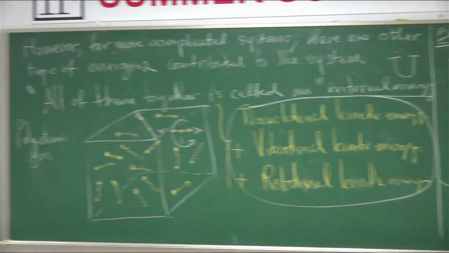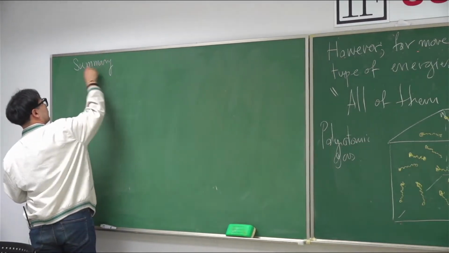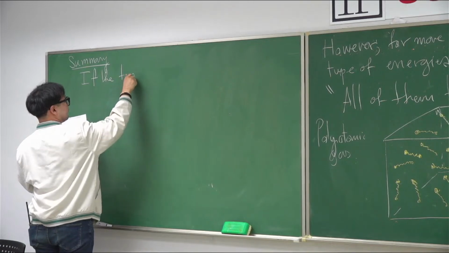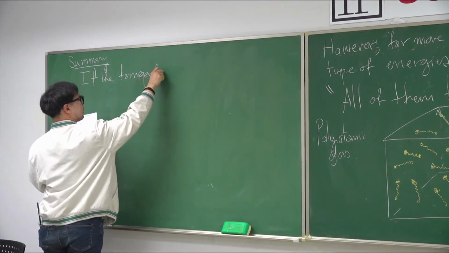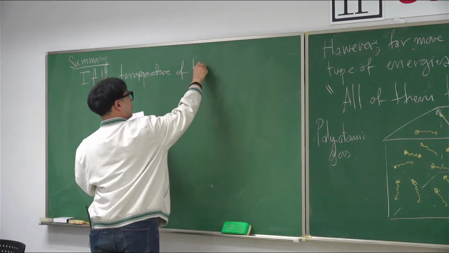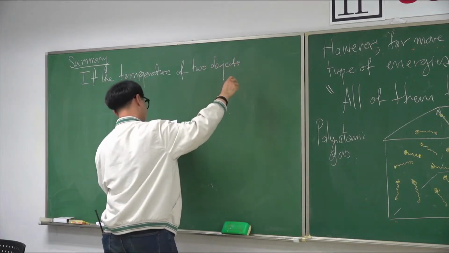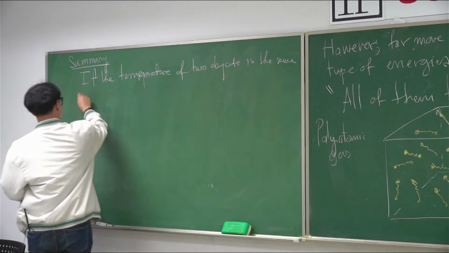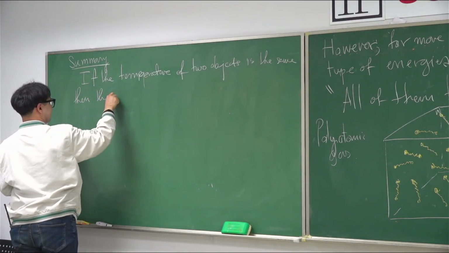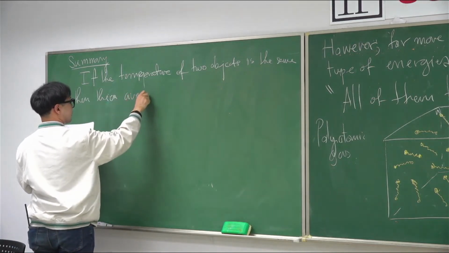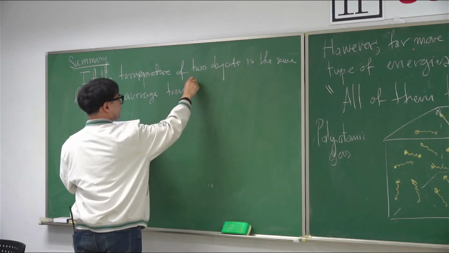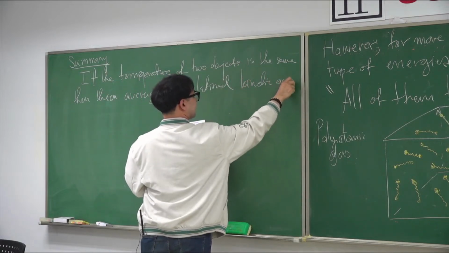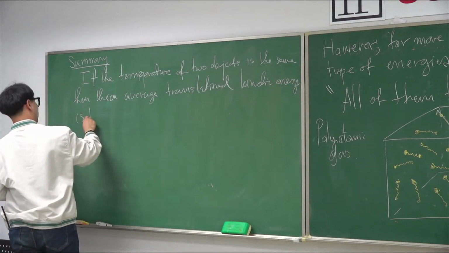So let me summarize. If the temperature of two objects is the same, then their average translational energy is the same.